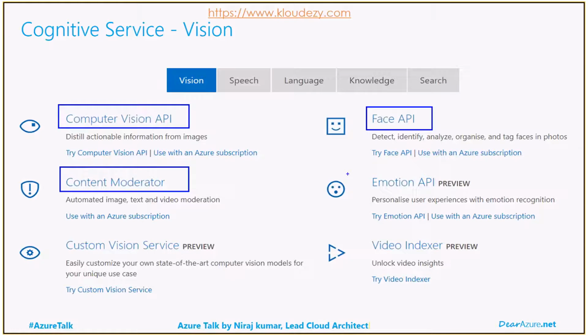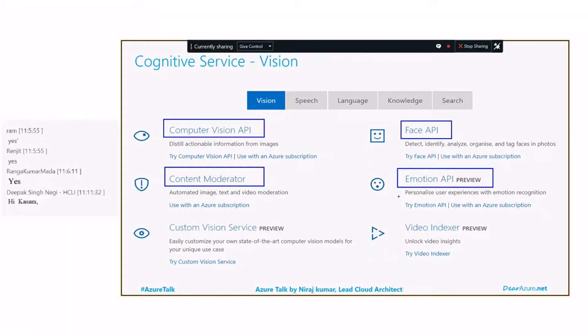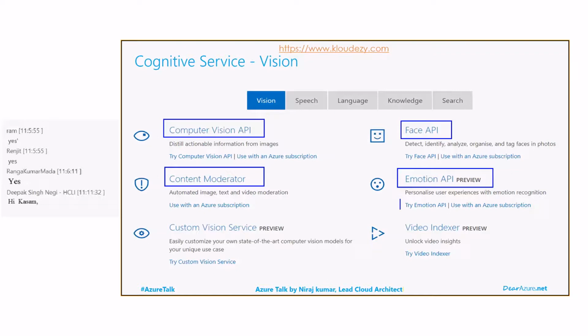You have an emotion API to check the sense of human expressions. I can give an example. Recently, I attended an event where they were working on a product being installed in a bank, where they have implemented this face API and emotion API for detecting what emotions a customer has when coming into the bank, whether he is worried or somewhat suspicious.